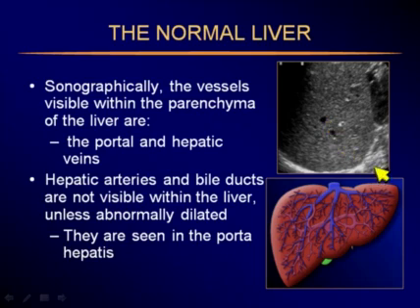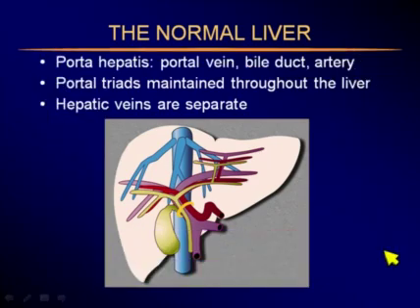The hepatic arteries and the bile ducts typically are not visible within the parenchyma of the liver unless they are abnormally dilated. We can see them in the porta hepatis, which is just outside the liver, but as far as being inside the liver, we only see these two vessels.